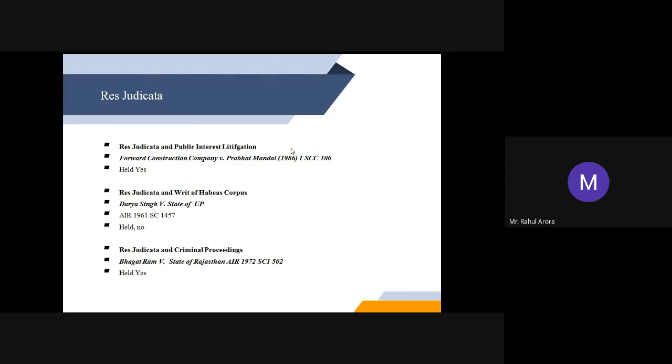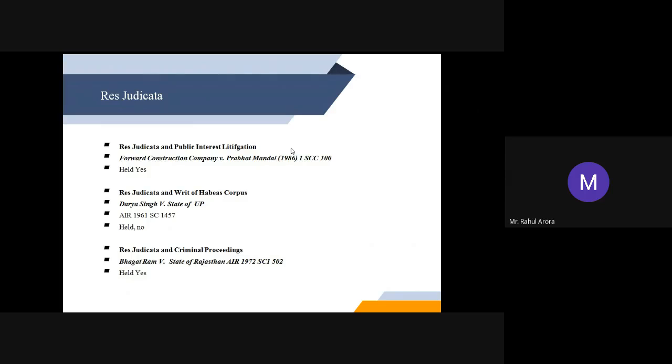As such, his life can only be taken after taking into due process of law or the procedure established by law. Therefore, this particular writ has been given an exemption from the applicability of res judicata.